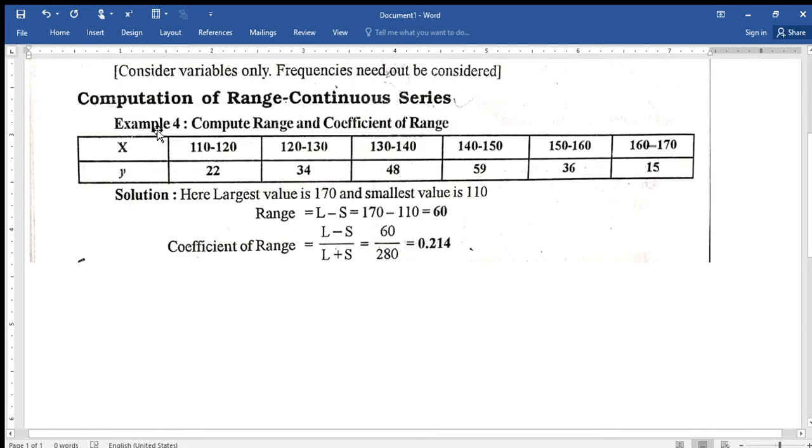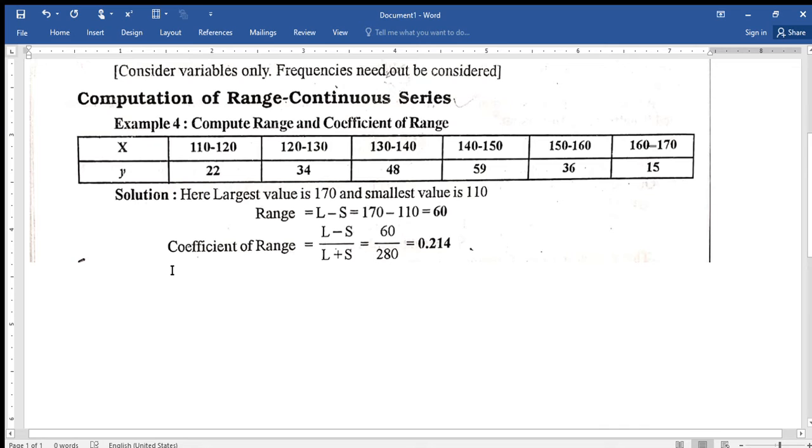Let me discuss computation of range for continuous series. The problem is given like this. Compute range and its coefficient of range. X, that is class limit, 110 to 120. In this case, 110 is considered as the lower limit, 120 as the upper limit. This is the lower limit, this is the upper limit. In this case, the smallest value is 110, the largest value is 170.